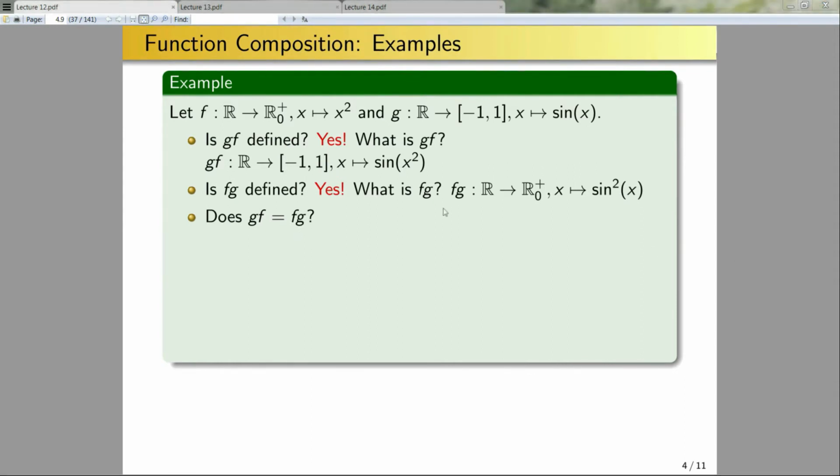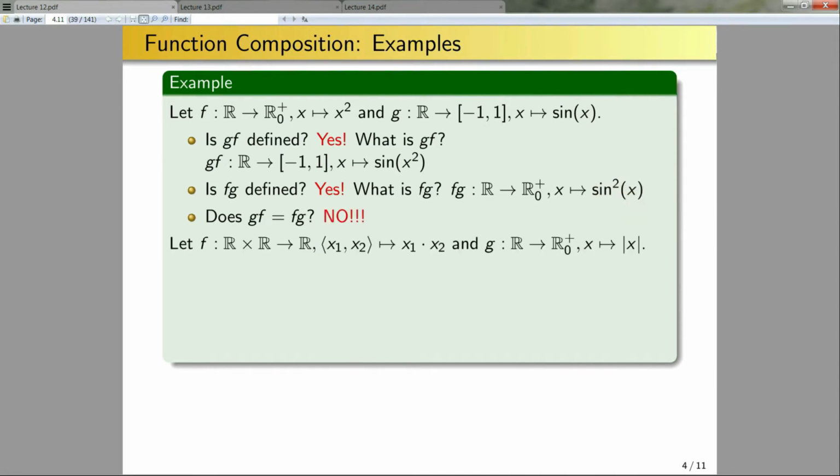Okay, so now the next question I can ask: does gf equal fg? Well, take a minute and think about this. Okay, so no, these two functions will not be equal. There are two things wrong. Well, the domains agree, so that's good, but the codomains are different. So that's sufficient for the two functions to not be the same function. Further, the functions do different things. Sine of x squared is not equal to sine squared of x. Therefore, no in this case.